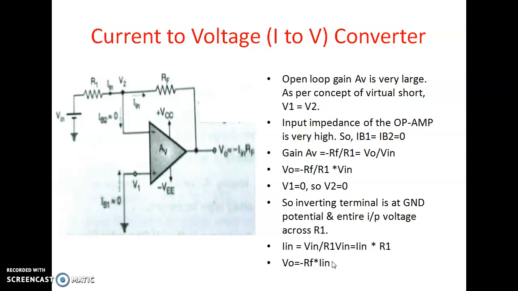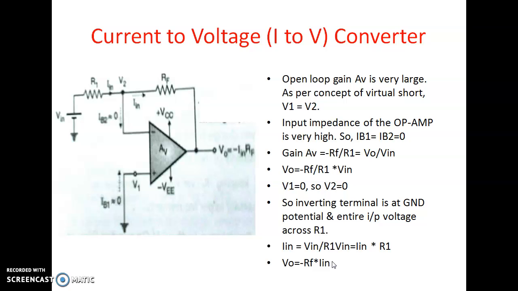As we have seen, VO = -RF × IN, where RF denotes the sensitivity of the I to V converter. Hence we may think that to increase the sensitivity, we have to increase the value of RF to an indefinitely high value, but the high sensitivity I to V converter shows that such a thing need not be done.